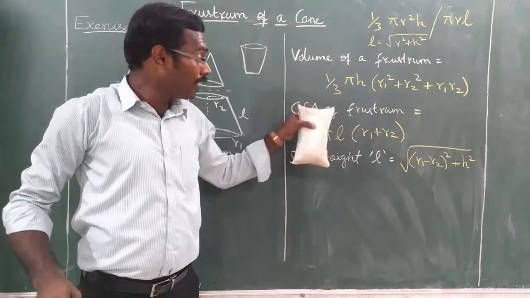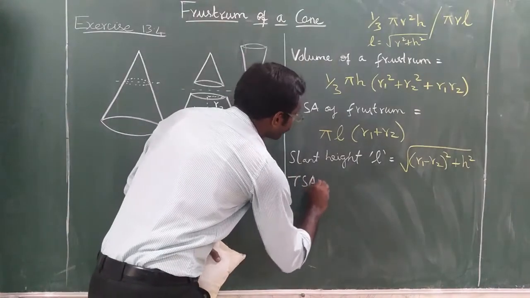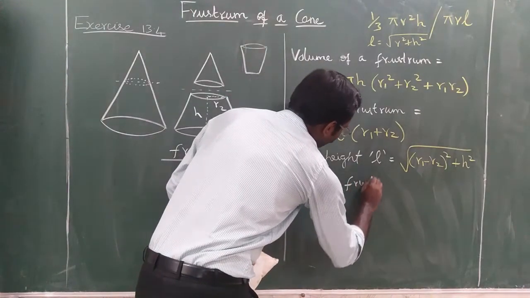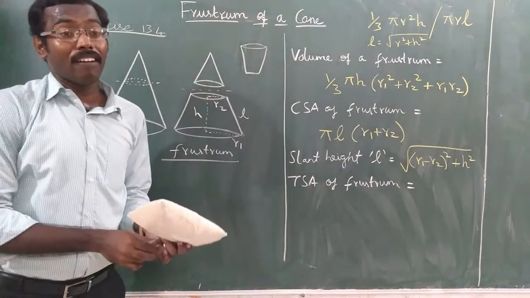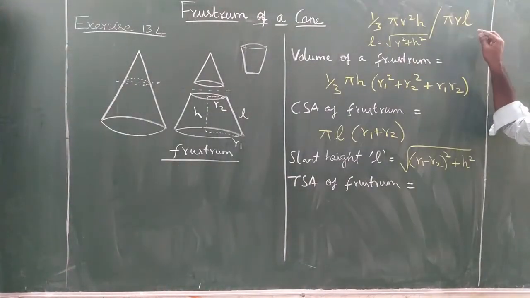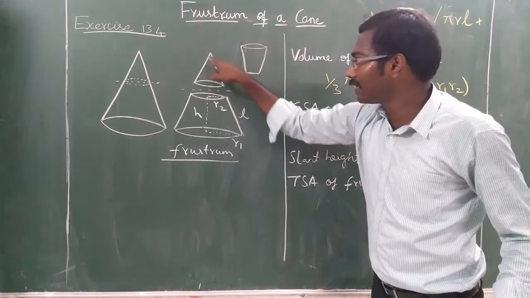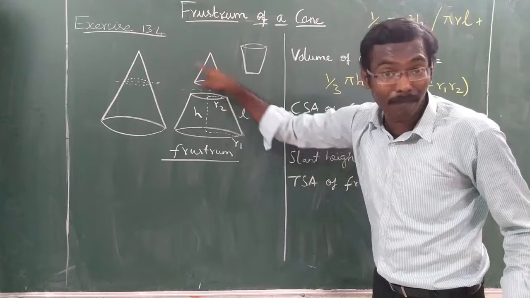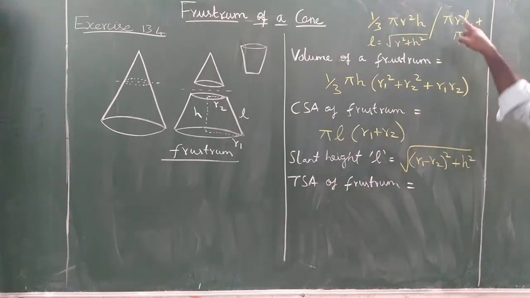Now volume over, curved surface area over. Now total surface area. So total surface area TSA of frustum equal to, do you remember total surface area of the cone? Total surface area of the cone is curved surface area pi rl plus one circle is there na, base circle. So circle's area pi r square. Yes or no? This is the total surface area, pi rl plus pi r square. That is curved surface area plus pi r square.